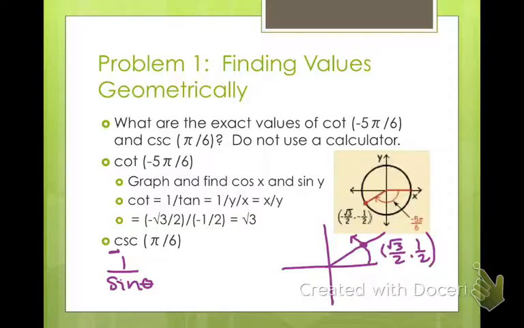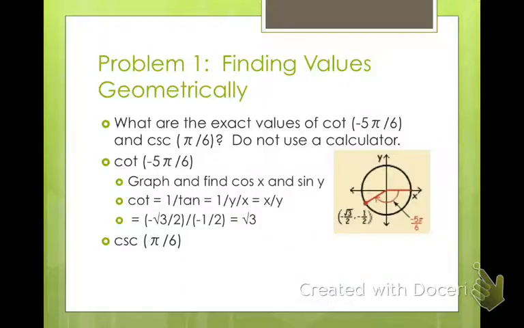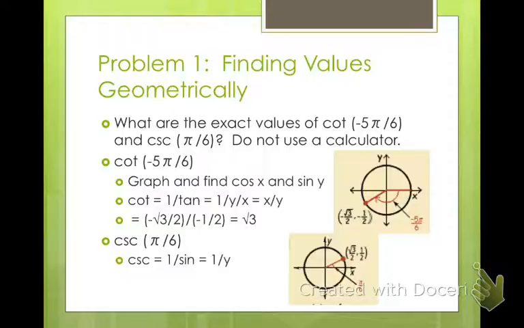Okay, so for sine theta, sine is the second value in our unit circle. You remember that our cosine theta, sine theta, our x and y values are coordinates. So we put 1 over 1/2, so multiply by 2 over 1. Those cancel, so we get 2. So the cosecant of pi over 6 is 2. So that's how you find these geometrically. You use the unit circle, you simplify, get rid of irrational denominators, do all those fun things.